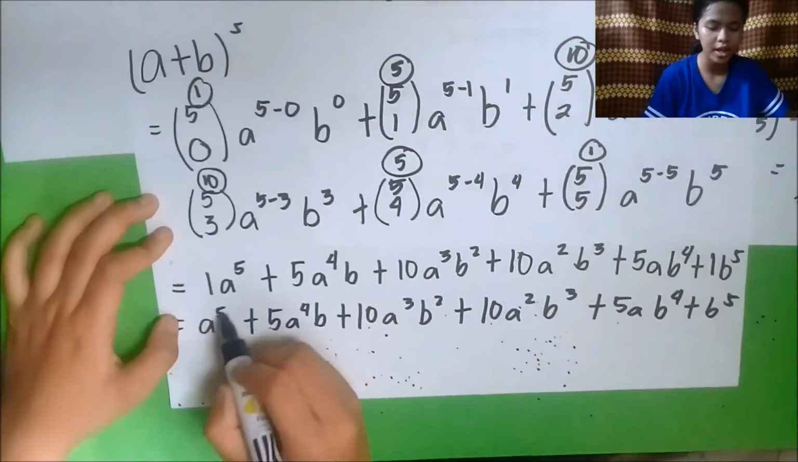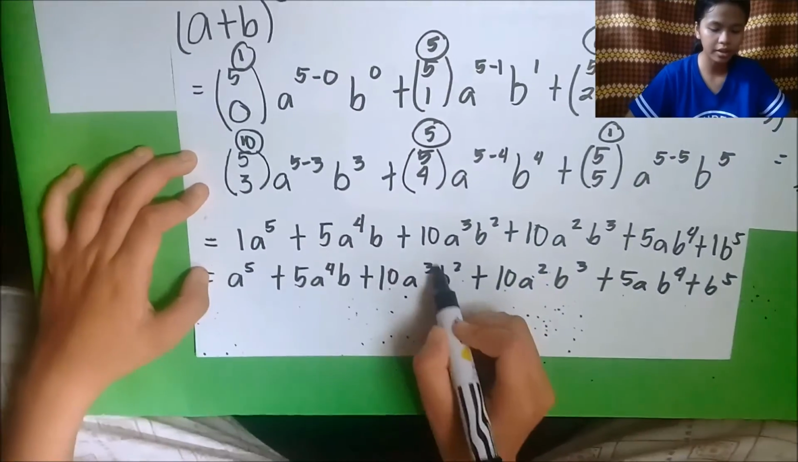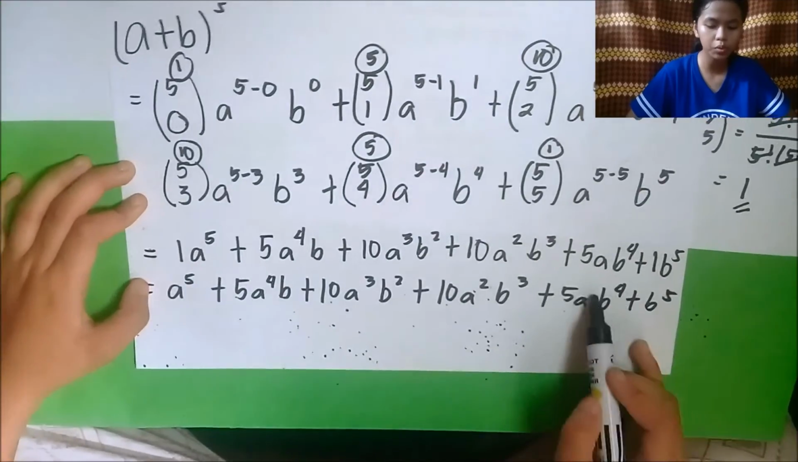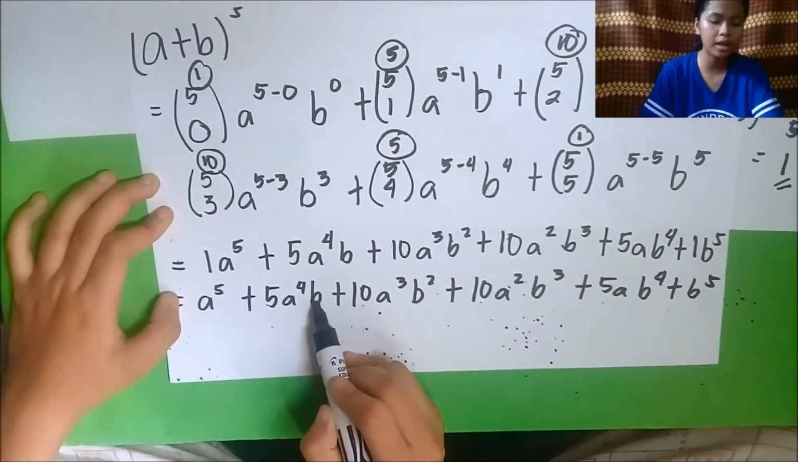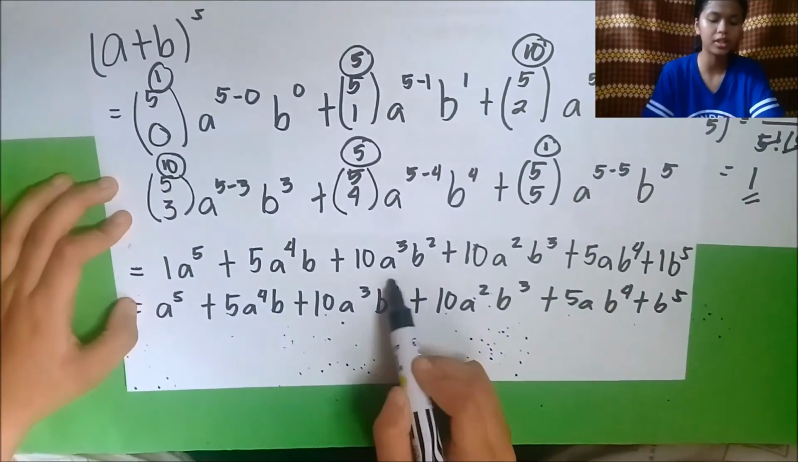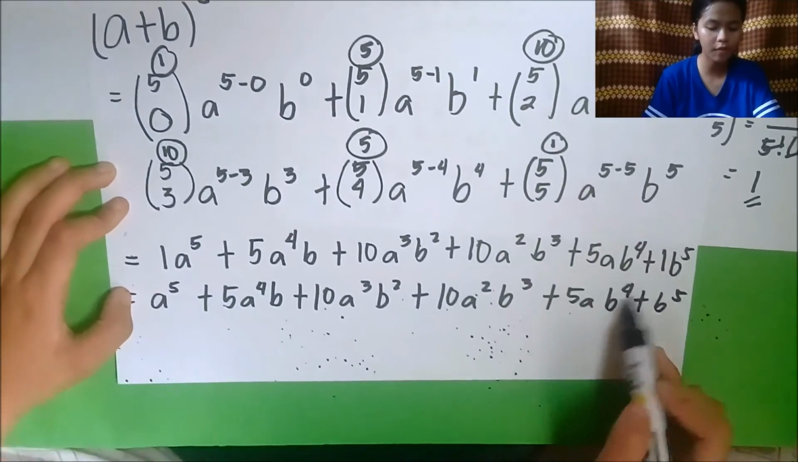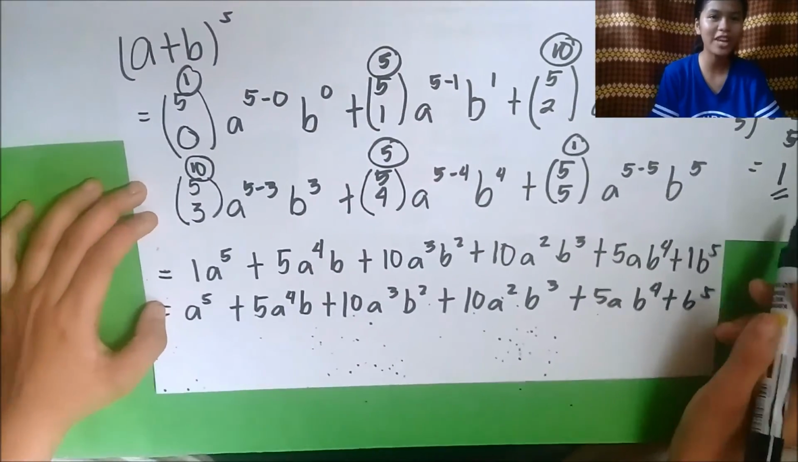Now you can notice that the exponent of a is decreasing as 5 and then 4, 3, 2, 1, and the exponent of b is increasing, just 1, 2, 3, 4, and 5. And now we have our final answer.